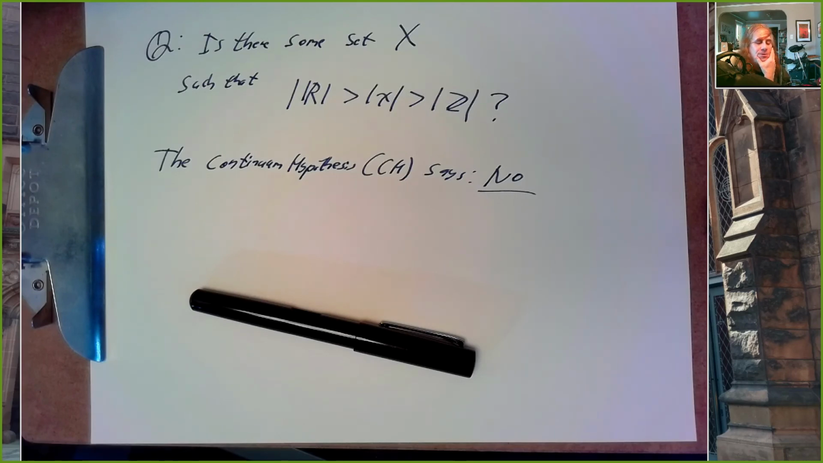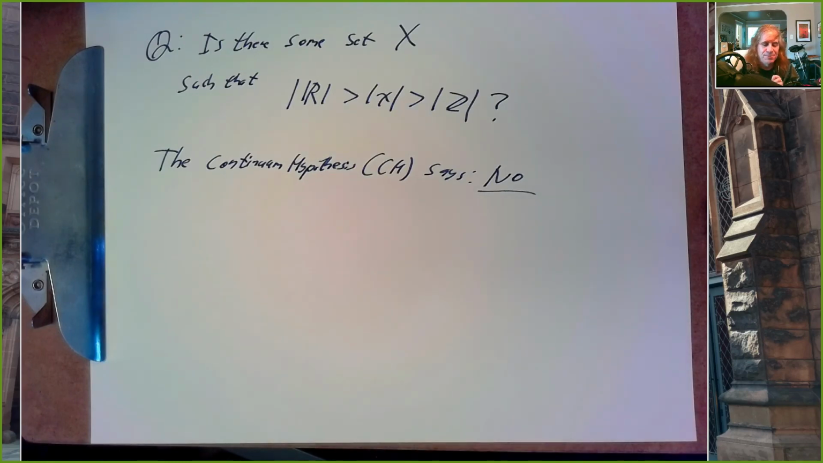So yeah, we don't know, and it's undecided. Nobody has proven this, nobody has found a counterexample. But I'll tell you what has been proven. It has been proven that it is impossible to prove or disprove the continuum hypothesis. Just like it's impossible to prove or disprove the axiom.